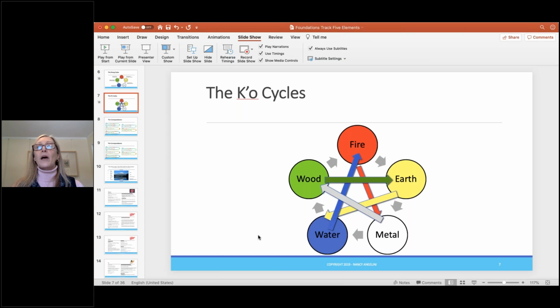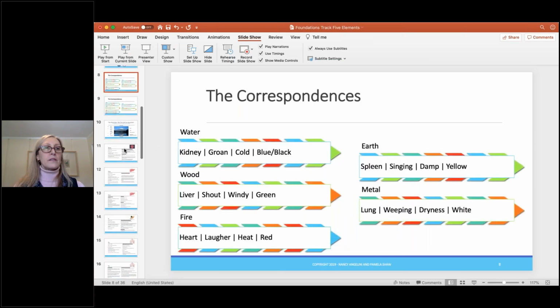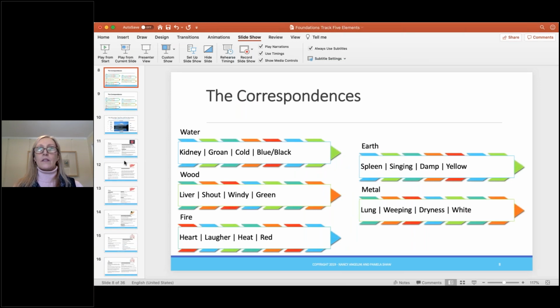You don't have to know a pattern. You don't have to know anything. As a foundational student, you can use this and you can help people. And that's what's so beautiful. So I think I'm going to move on to the correspondences, and then we'll take some more questions. I think this is really good. Great, thank you.